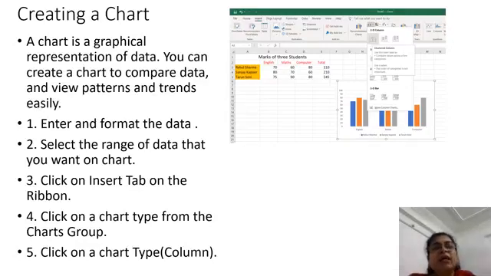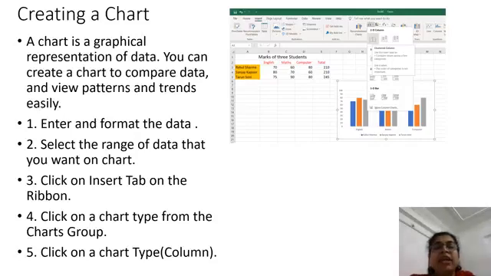A chart is a graphical representation of data. You can create a chart to compare data and view patterns and trends easily. Now this table I have made in Excel, marks of 3 students. Here some formatting I have given: the names I have filled with color, then English, Maths, Computer, Total, these headings I have given the red color.